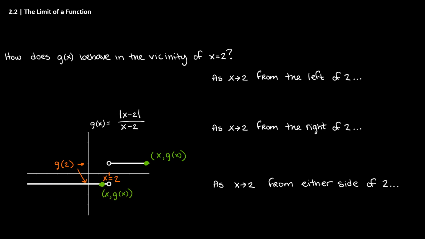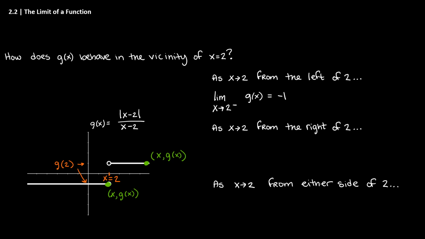Dragging the point left of 2 towards x equals 2, we notice that the function outputs are consistently -1. So the left-sided limit, when x is approaching 2, for the function g of x, is equal to -1. The output of that green point is being sent to -1.